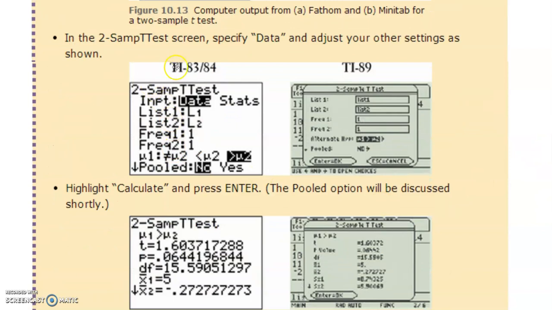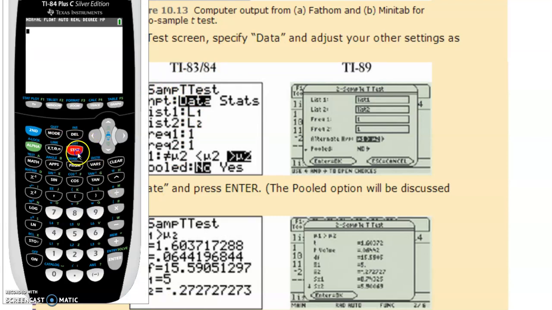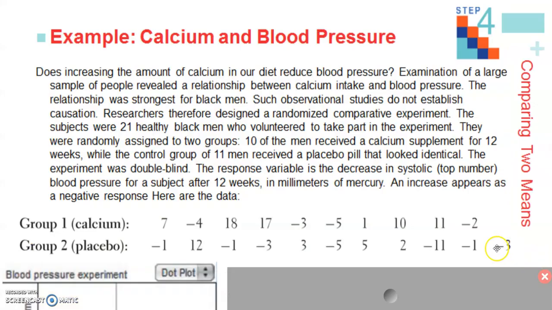So that would be a two-sample t test. On your calculator, if you go stat, test, a two-sample t test is right there, option 4. And then you've got this option of data or statistics, whether you're given the raw data or just summary statistics of both samples. So let's take a look at an example here.